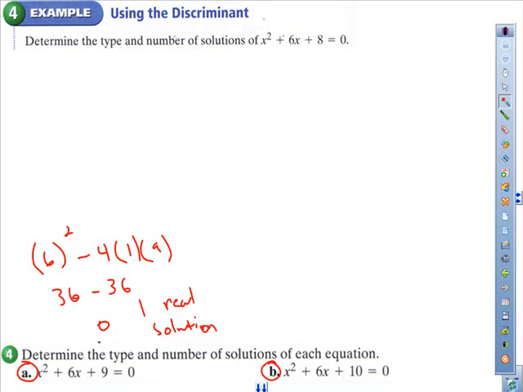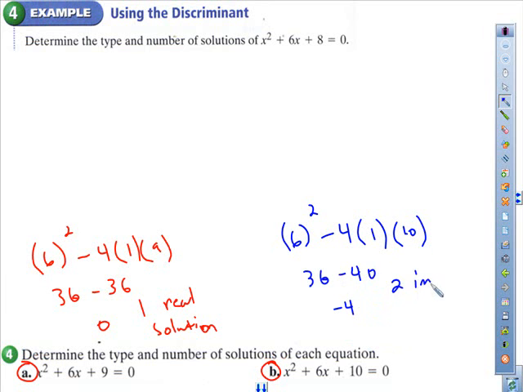Over here, if we do the discriminant, we'll get 6 squared minus 4 times 1 times 10. So we get 36 minus 40, so that gives us negative 4. If it's negative, that means it's less than 0. So we'll have 2 imaginary solutions. Okay?